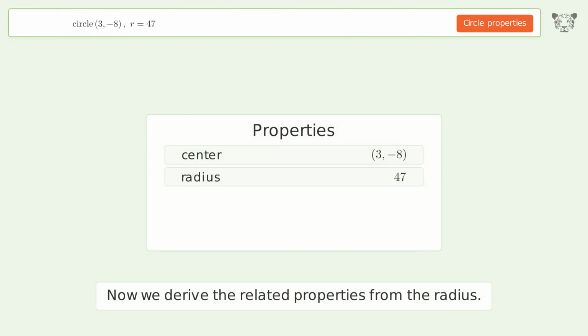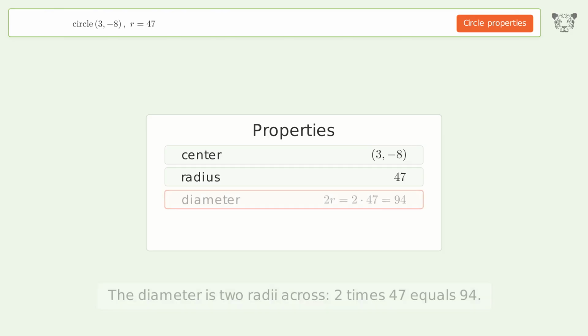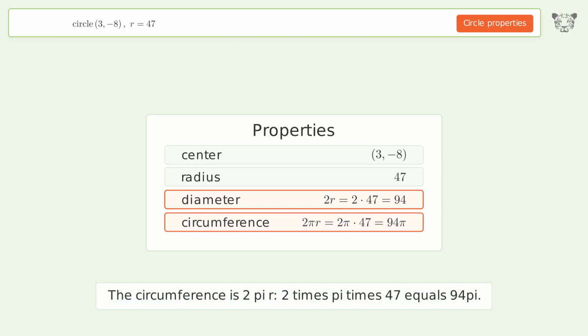Now we derive the related properties from the radius. The diameter is 2 radii across, 2 times 47 equals 94. The circumference is 2 pi r, 2 times pi times 47 equals 94 pi.